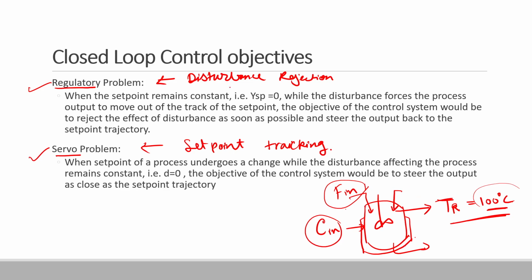That is basically when the set point remains constant, in this case the set point is constantly maintained at 100 degrees Celsius, while the disturbance forces the process to move out of the track of the set point. The objective of the control system will be to reject the effect of disturbance as soon as possible and steer the output back to the set point trajectory. Such a kind of control objective we call a regulatory problem. That is basically we want to reject whatever disturbance is occurring.